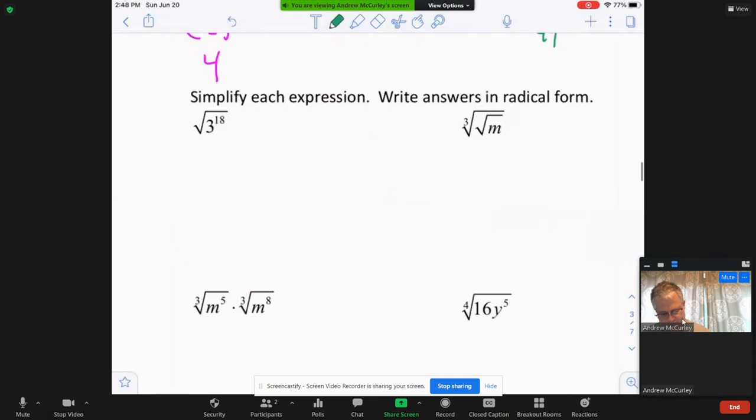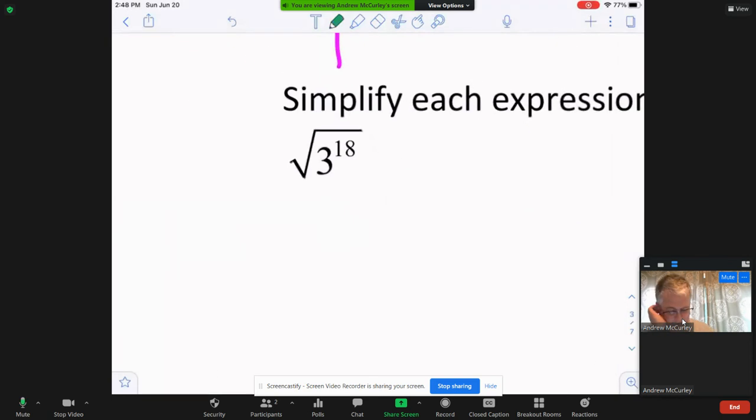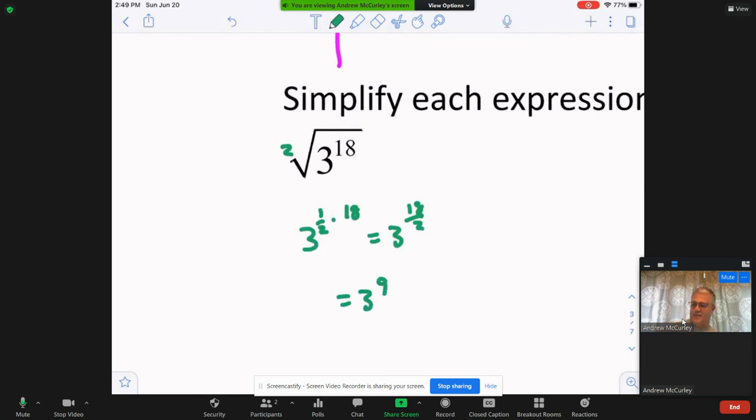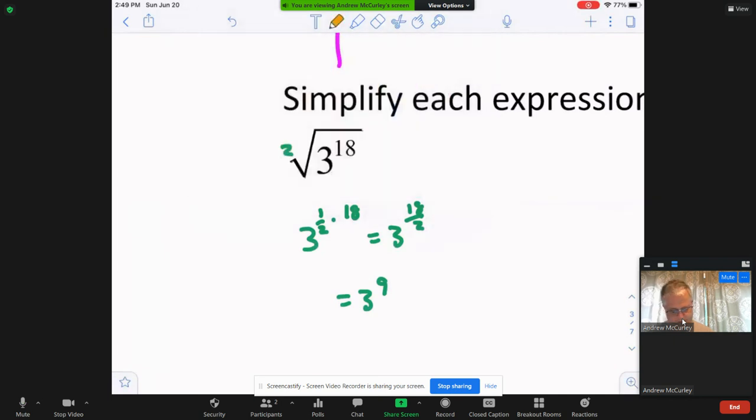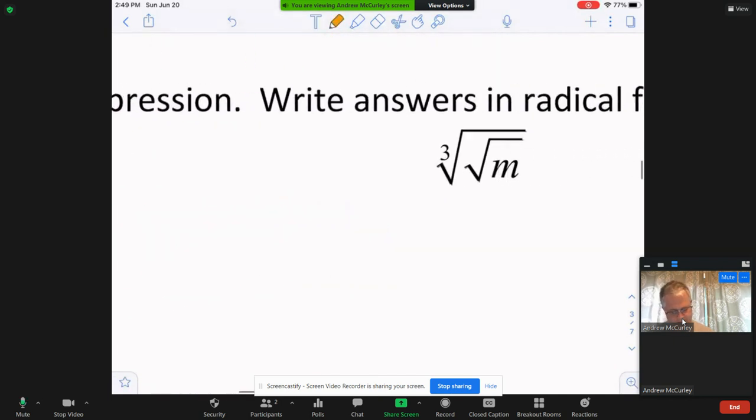So remember, this is a square root, right? So this is going to be the base 3 to the 1/2 power to the 18th root. So really 3 to the 18 over 2, or really 3 to the 9. I do not want you to type 3 to the 9 into your calculator. It's a large number. That's not worth our time. All right, same thing for this one.